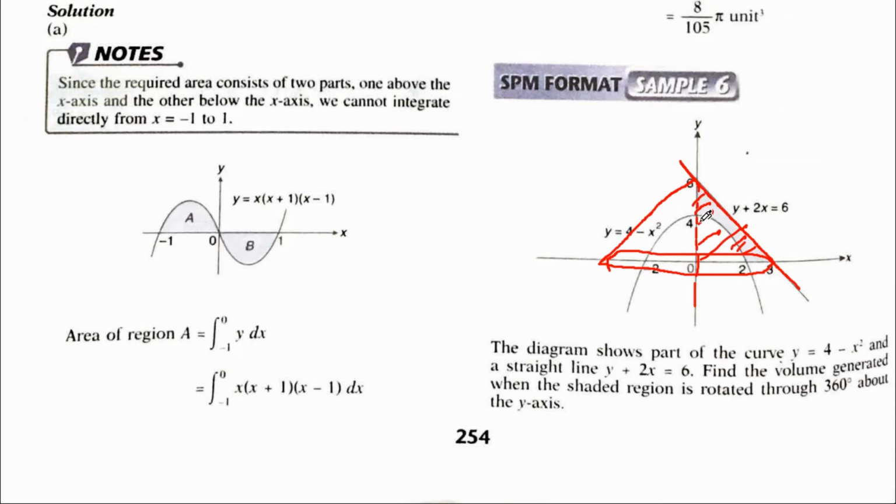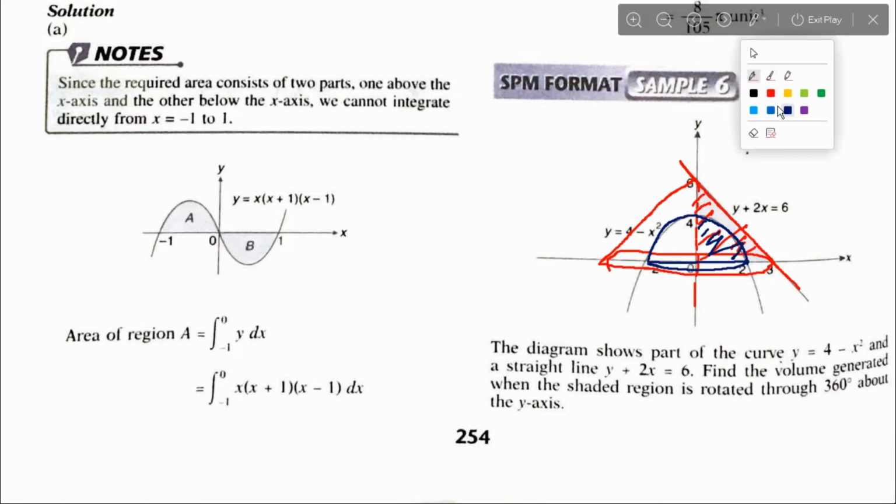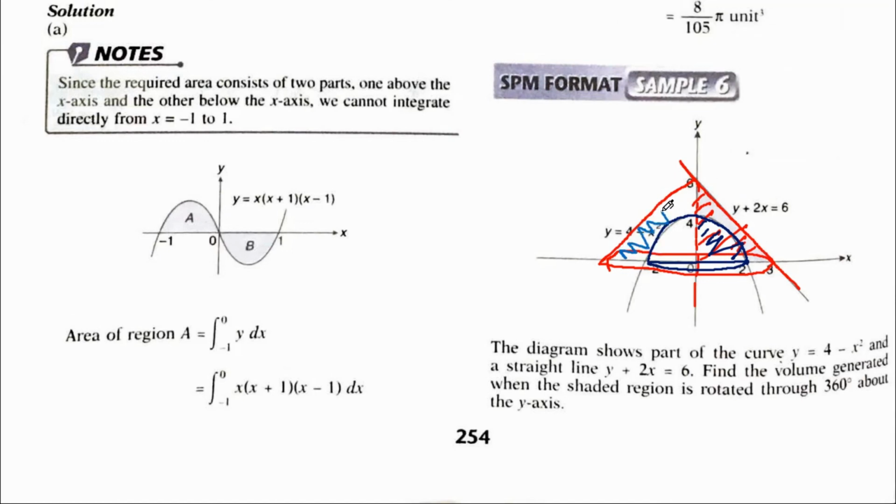Then when we rotate this curve part about the y-axis for 360 degrees, we will get a shape that looks like this. When we rotate this shaded region, this will be the remaining part. We just use the volume of the cone minus the volume generated by the curve. So the volume of the cone is 1 over 3 pi, radius 0 to 3, so 3 squared, and h is the height, 6.